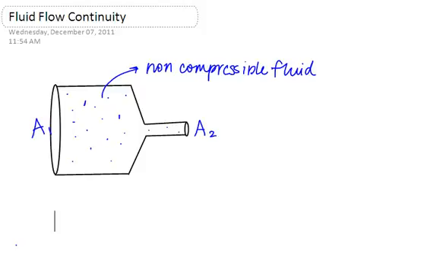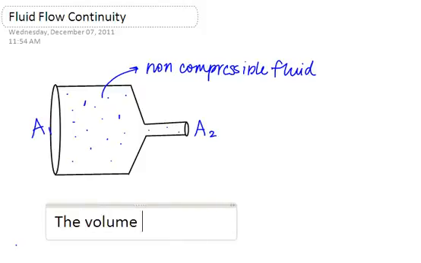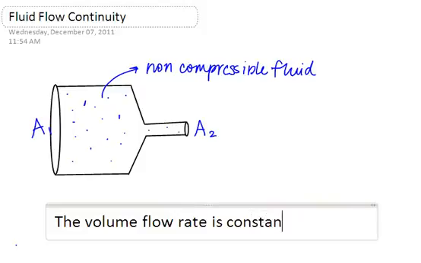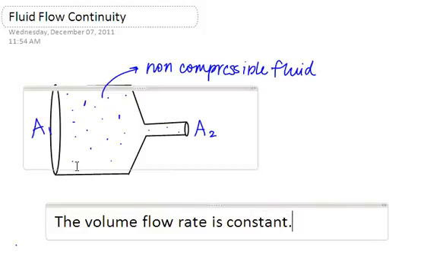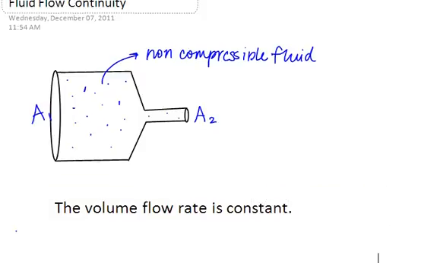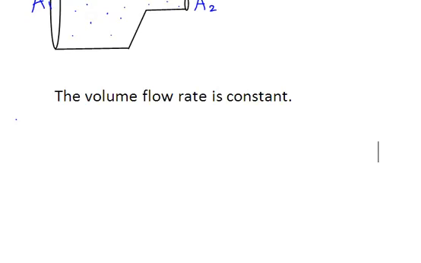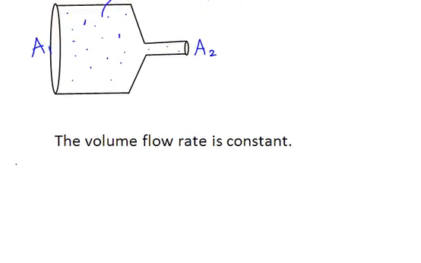The volume of fluid, volume flow rate is constant. What's a rate? Something per time? So if the volume flow rate is constant, then that means that the volume per time in one section of the pipe should be equal to the volume per time in the other section of the pipe.